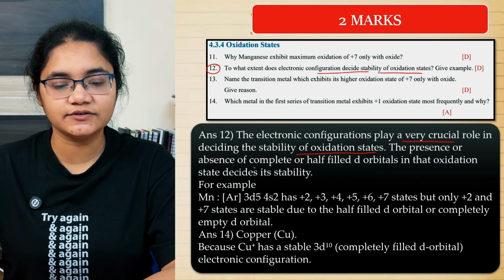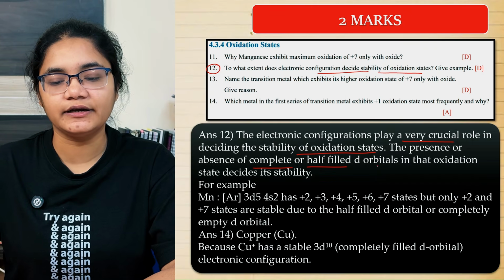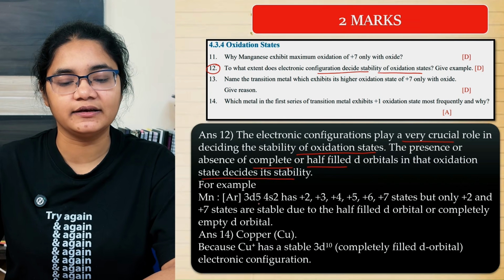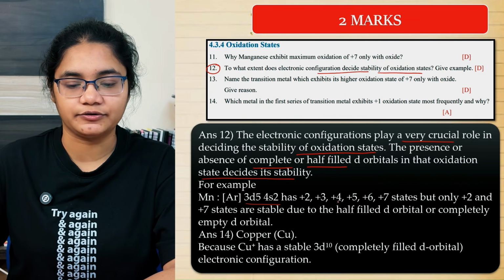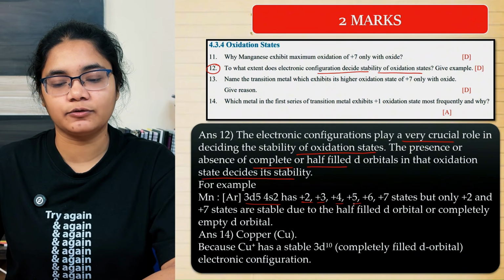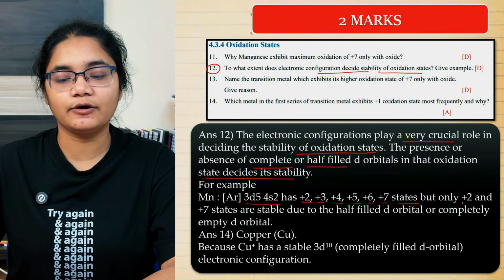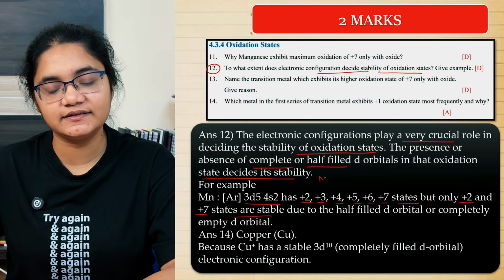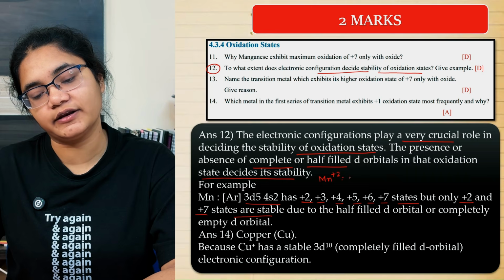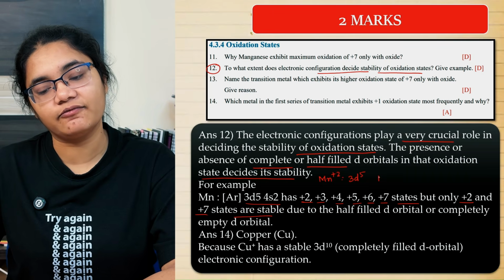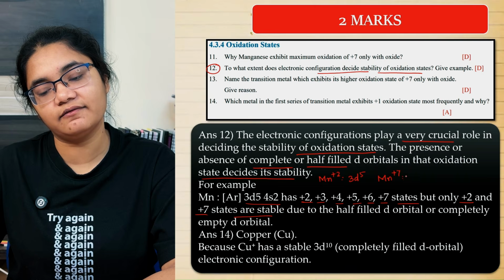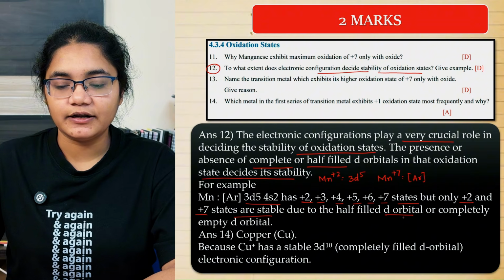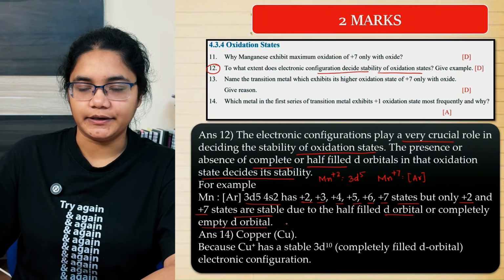The presence or absence of complete or half-filled d orbitals in that oxidation state decides its stability. For example, manganese has 3d5 4s2 configuration, and it can show +2, +3, +4, +5, +6 and +7 states, but only +2 and +7 are stable. Why? Because Mn+2 will have 3d5 configuration, which is half-filled and stable, and Mn+7 will have argon configuration, due to the half-filled d orbital or completely empty d orbital.